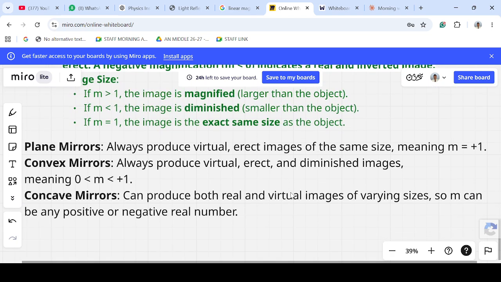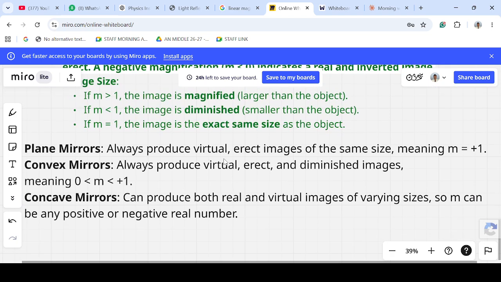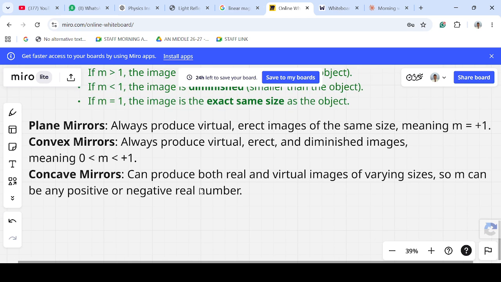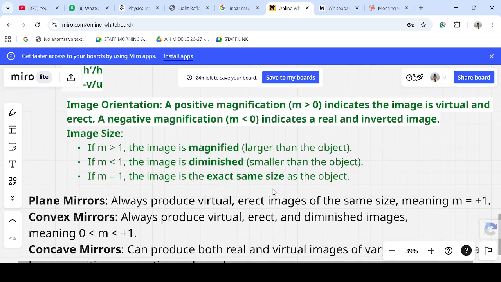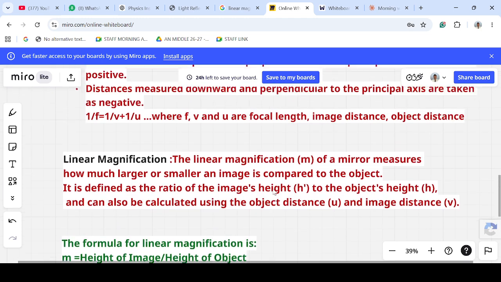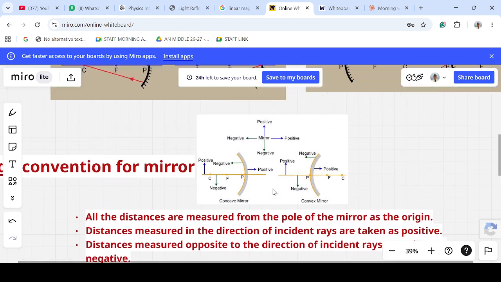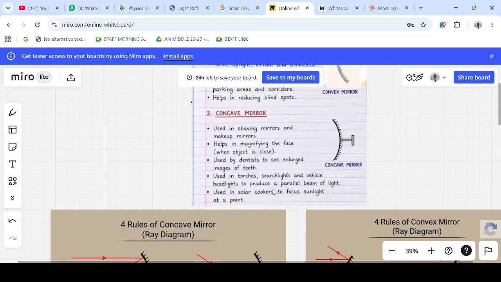Then how about plane mirrors here? Plane mirrors produce virtual erect images of the same size, meaning m is exactly equal to plus 1. In convex mirrors, the image is always virtual, erect and diminished, meaning the m value will lie between 0 and plus 1. In concave mirrors, it can produce both real and virtual images of different sizes, so m can be either positive or negative. So this is about how to understand concave and convex mirrors, my dear students.